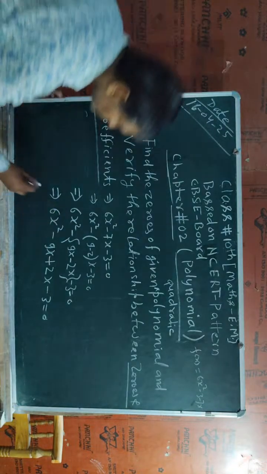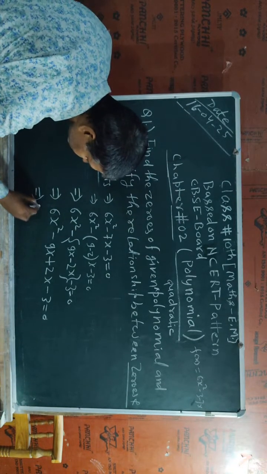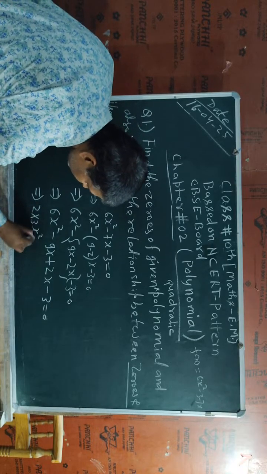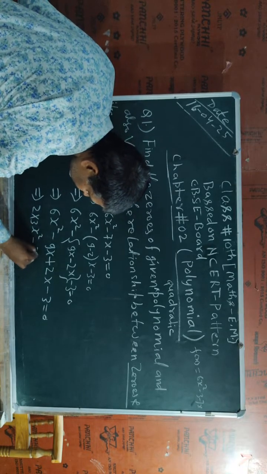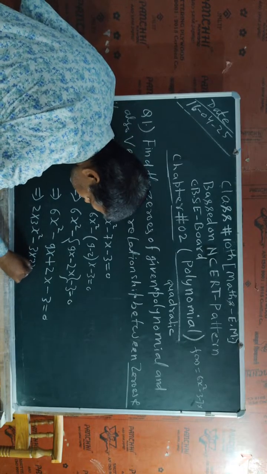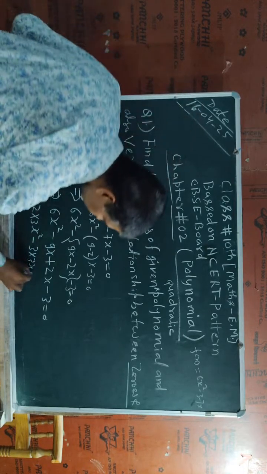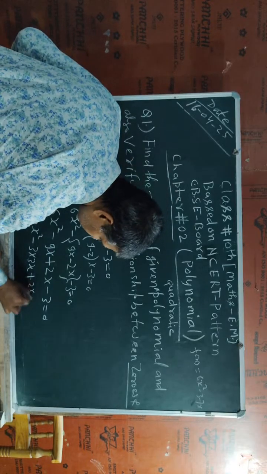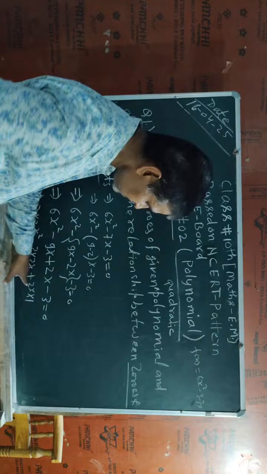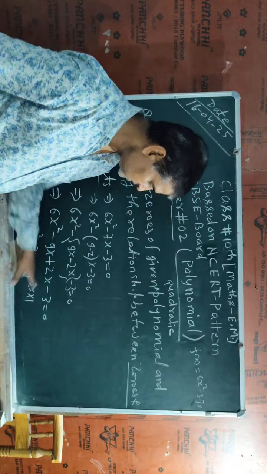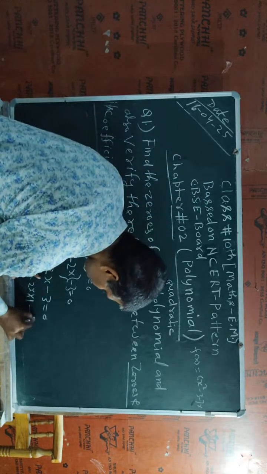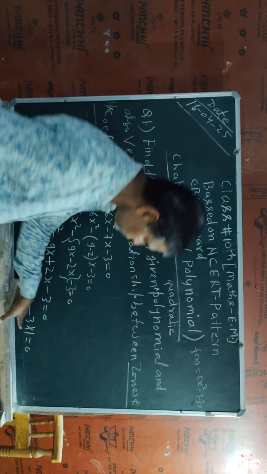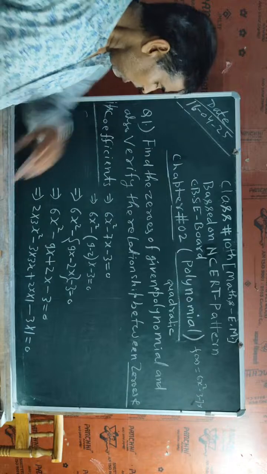Again, I am going to simplify like this. Here I am going to write 2 into 3 into x square. Here I am writing 3 into 3x, and here I am writing 2x into 1, because if I multiply 2 into x, it will become 2x. And here I am going to write 3 into 1, it will become 3.